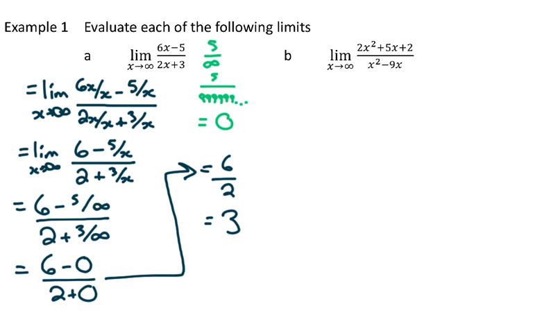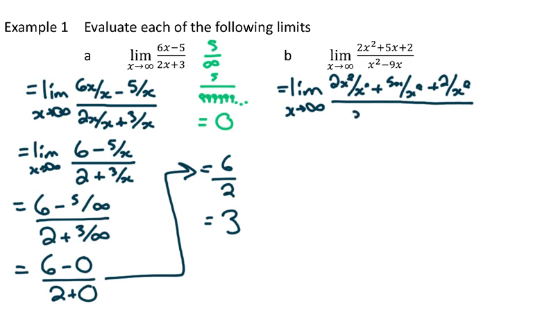B will follow the same process. Looking at the exponents, the biggest exponent we have is x squared. So we will take every term and divide it by x squared. And as I said, this does get large, it does get convoluted, but there is no way of avoiding the process here.